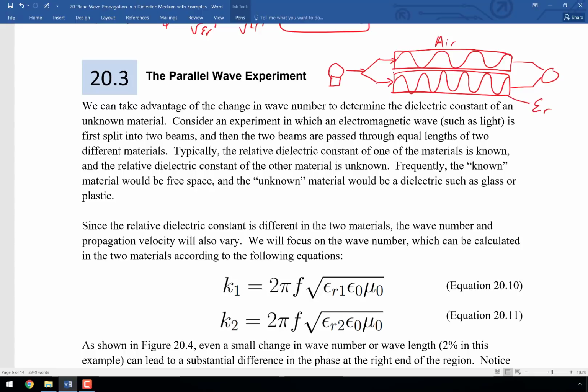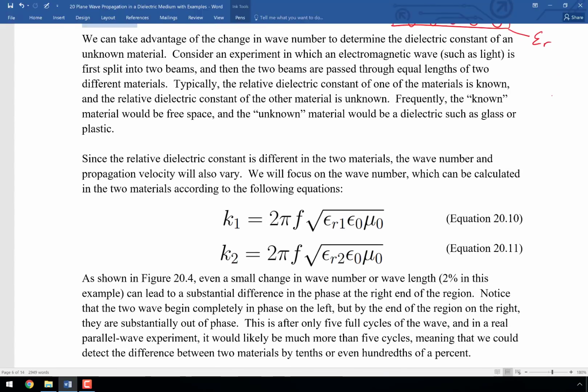Now, as I mentioned, I really exaggerated that difference because what we're going to find is that we can detect maybe tenths of a percent or even hundredths of a percent of difference in the dielectric constant by using this parallel wave experiment. So let's first of all consider we have equations for K in both of the 2 materials, and the only thing that's different on the right hand side is this epsilon r1 and epsilon r2. So that leads to the K1 and the K2.